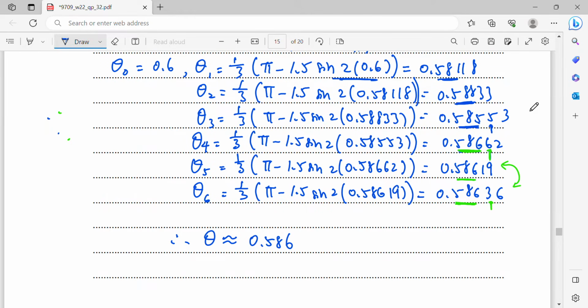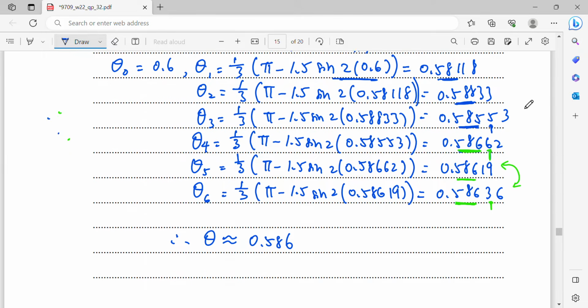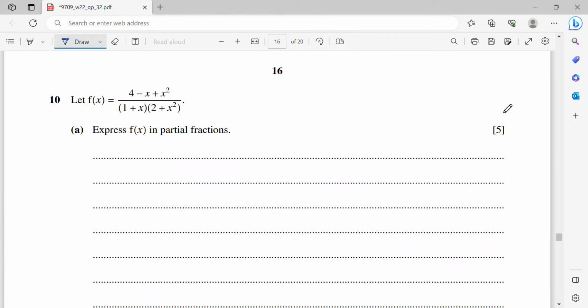So this is our calculation. Right? Okay, so let's move on to the last question, number 10.